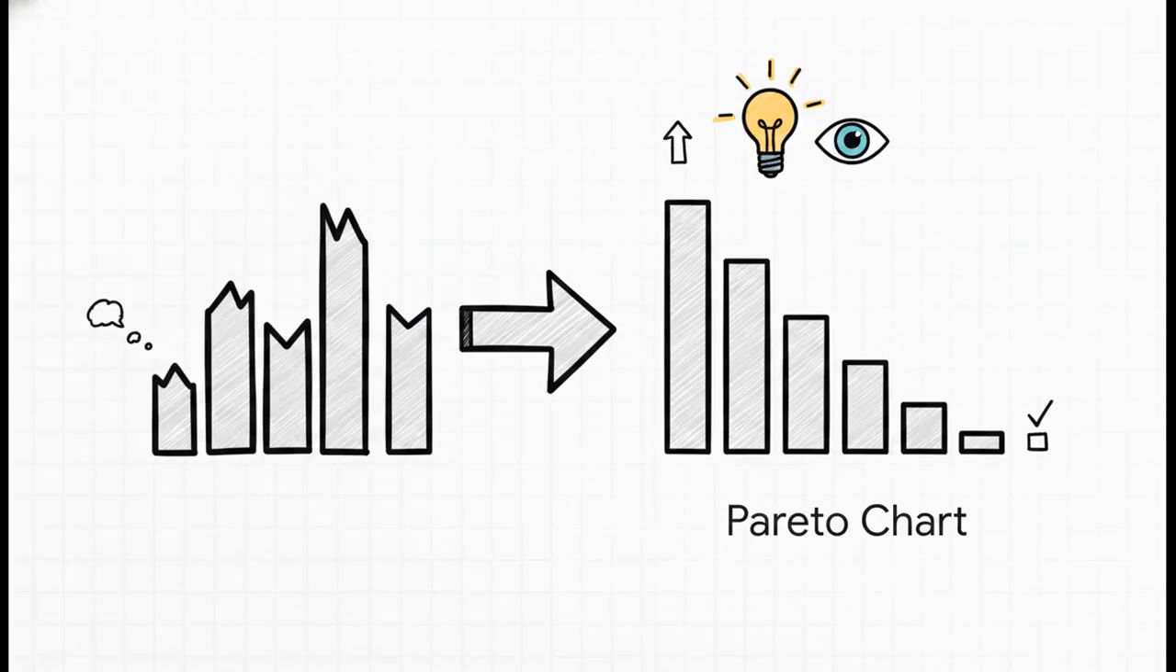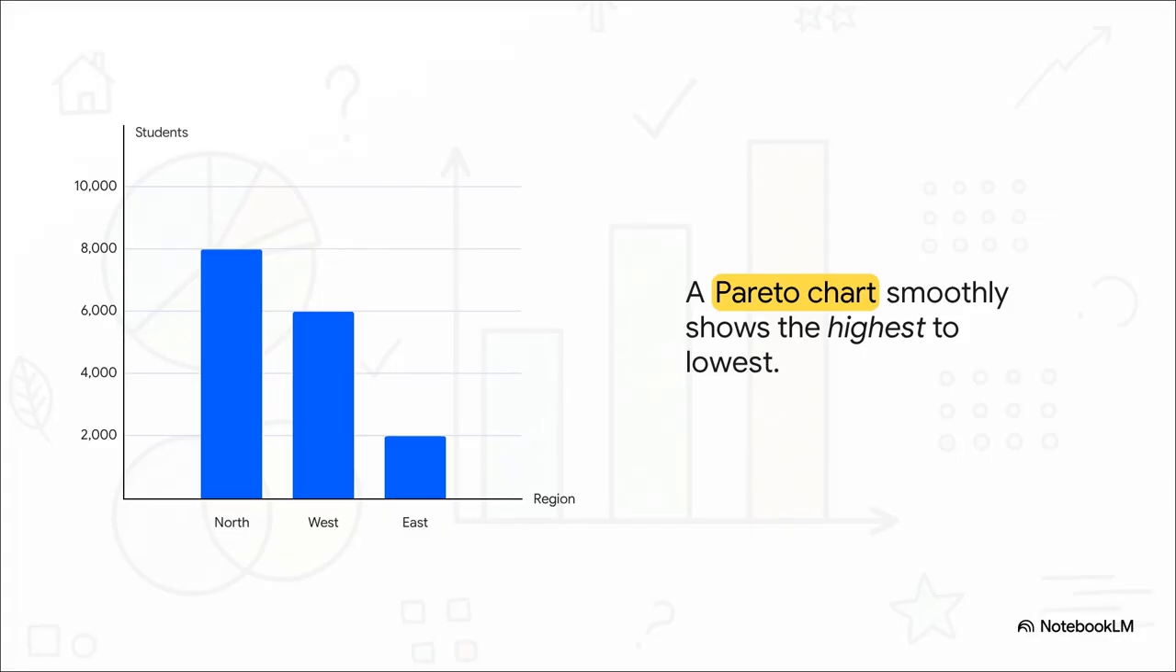To fix this exact problem, data scientists use what we call a Pareto chart. Honestly, think of this as a complete superpower for data analysts. Instead of random placement, a Pareto chart purposefully sorts the bars in descending order. It highlights the biggest factors immediately, ensuring the most important information hits the viewer the very second they look at the data. Just look at this transformation.